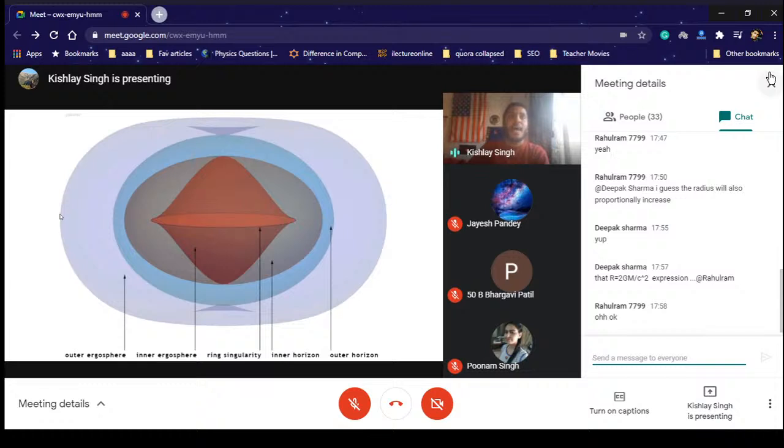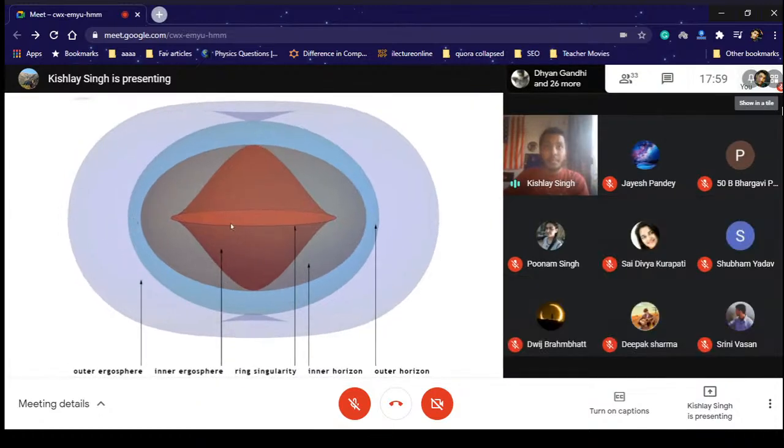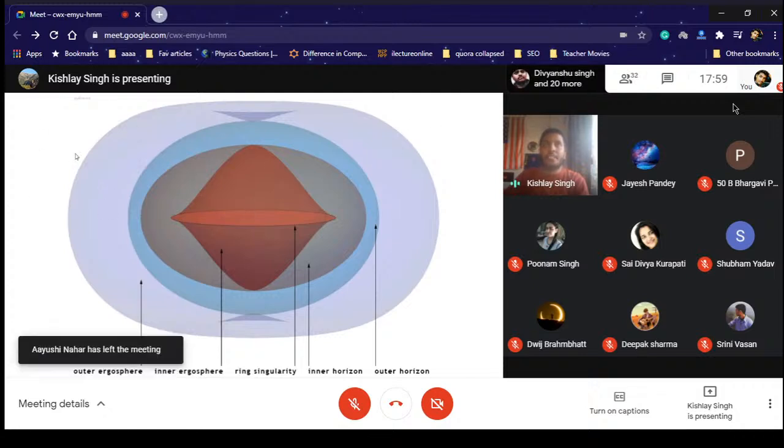Here, just remember that this particular thing is all rotating in one direction, right? It is rotating from left to right, this way. Suppose you are coming in here and you are able to light up a torch in the opposite direction of the spin of the black hole.